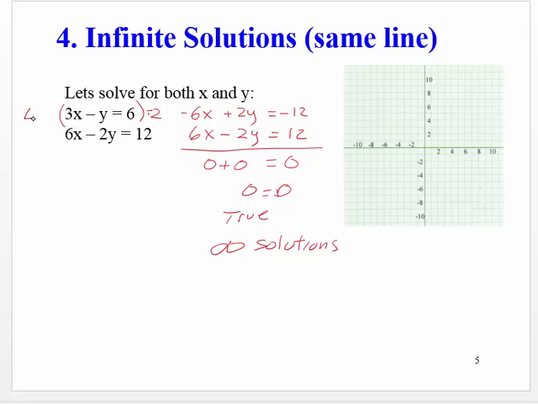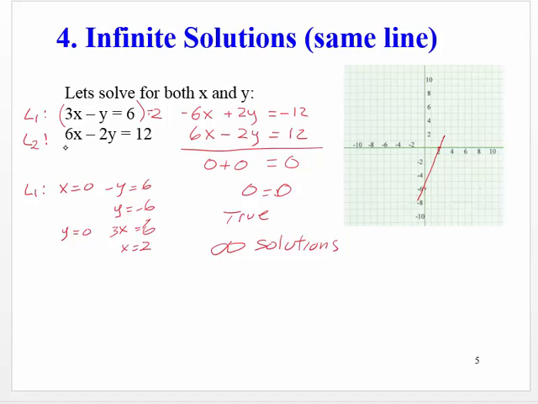What happened? If this is L1 and this is L2, let's plot those. L1, if we let x be equal to 0, minus y is equal to 6, and y is equal to minus 6. And that's right here. If we let y be equal to 0, we have 3x is equal to 6, and x is equal to 2. Okay, we have that point. Now if we plot that, we have this line.